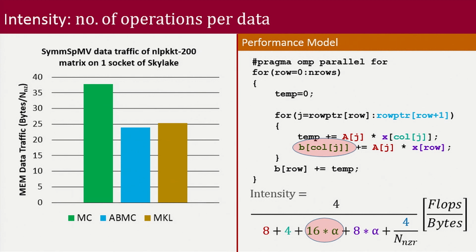Since data once loaded from main memory is kept in fast but small caches for a specific time, we might sometimes not need to load the same data again from main memory. But this heavily depends on the sparsity pattern of the matrix and the cache size of the hardware. Similarly, for the x vector, which we read, we need 8 times alpha bytes for every non-zero.